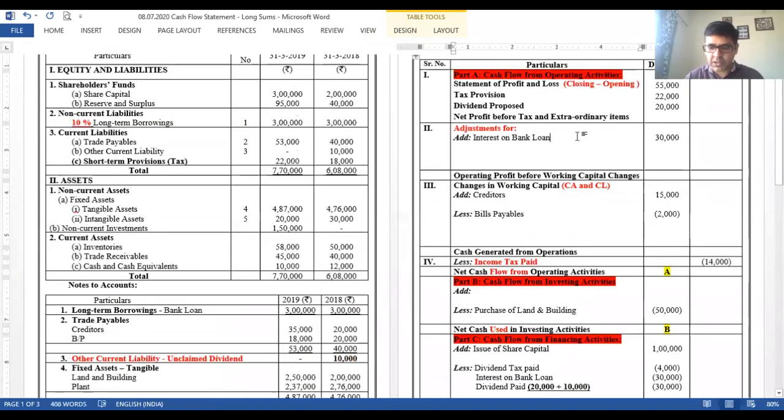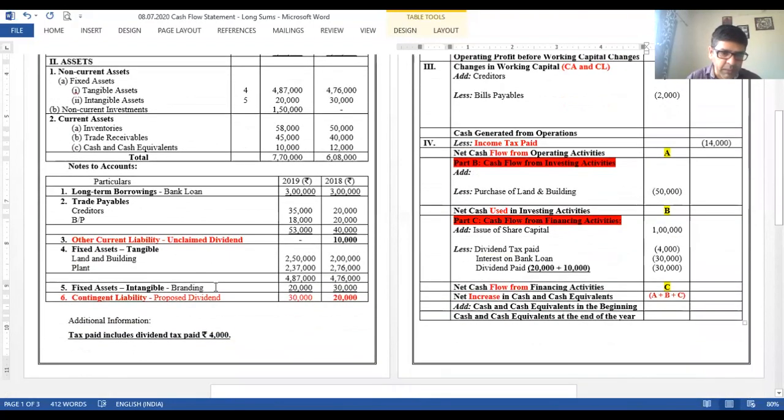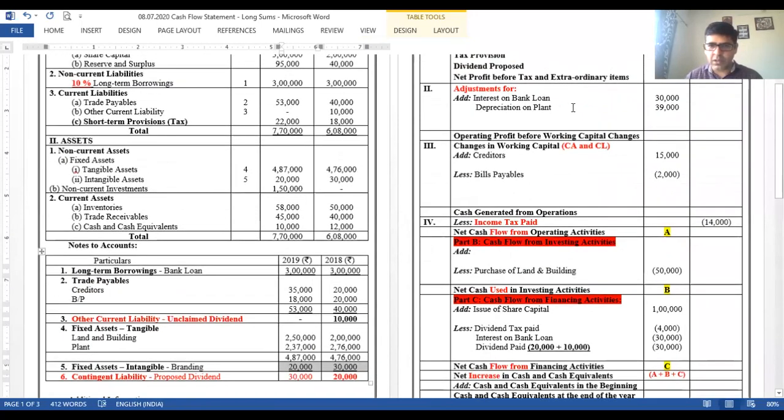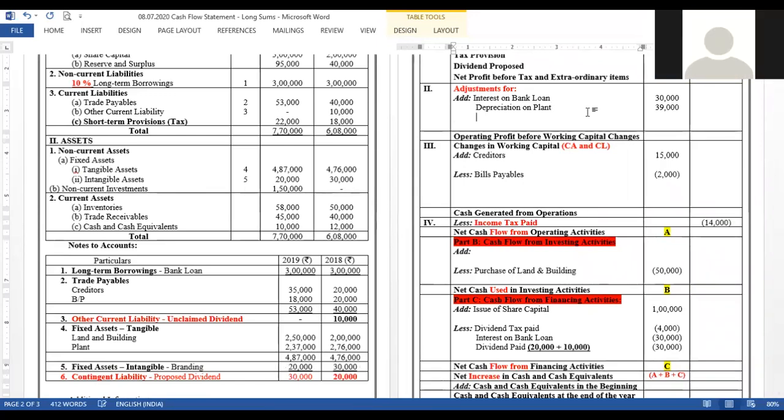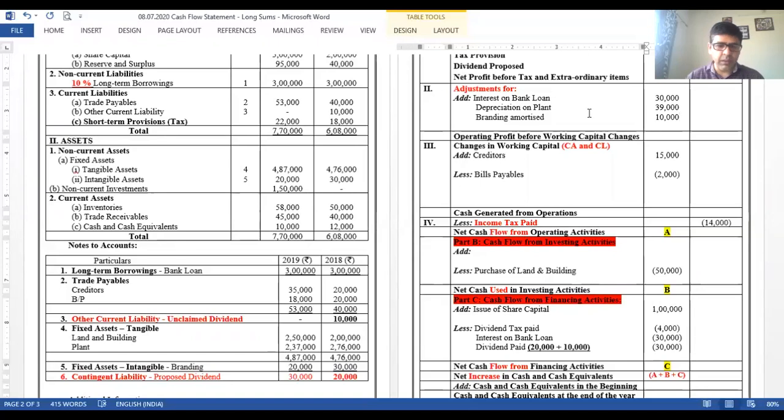So let us write the depreciation over here. In the adjustment part, let us add depreciation on plant, right? Amount is 39,000. Okay, so we are done with tangible fixed assets. Intangible asset is note number 5. Note number 5 can be seen for branding. Branding has also decreased from 30 to 20. Any reduction in intangible asset is amortization. So branding amortized is a loss, has to be added. Let me put it over there again. Branding amortized, right? 10,000. Done.